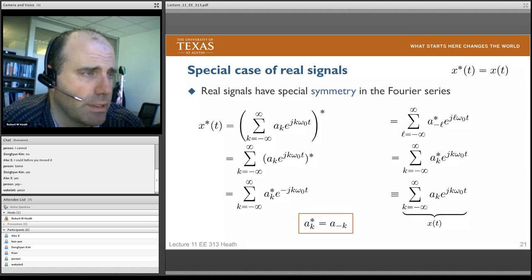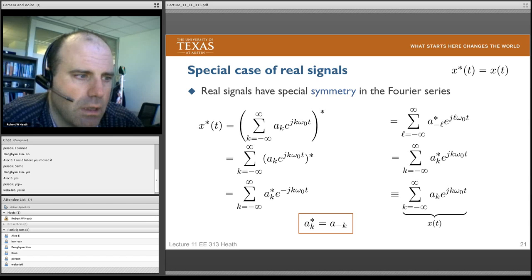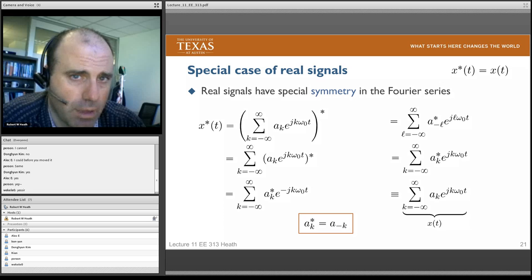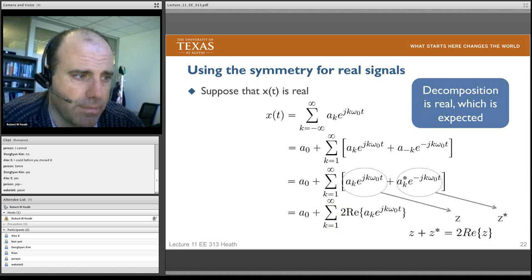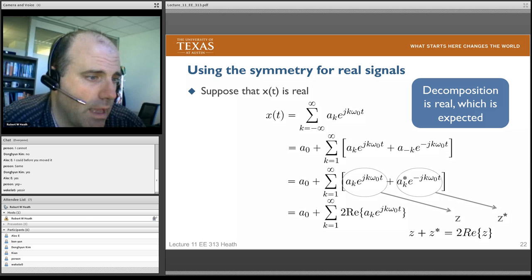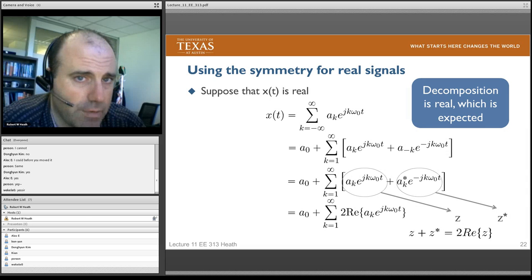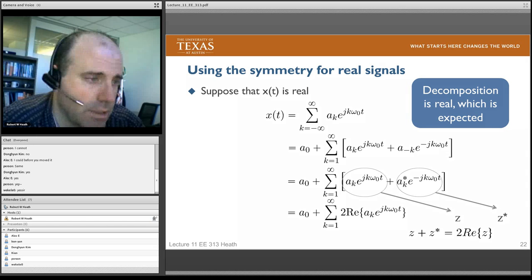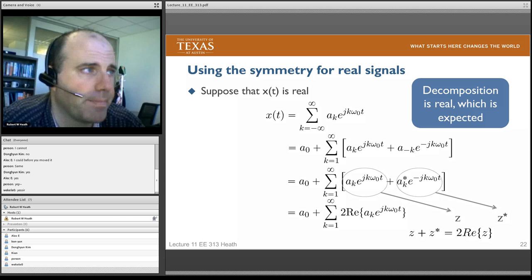So this is the special symmetry of real signals. For a complex signal, the Fourier series coefficients for a given frequency, if you compare the positive and the negative frequency, don't have to be the same. But for real signals, they're not the same, but one is the conjugate of the other. So A0 is itself, A1 is the conjugate of A minus 1, A2 is the conjugate of A minus 2, and so on.